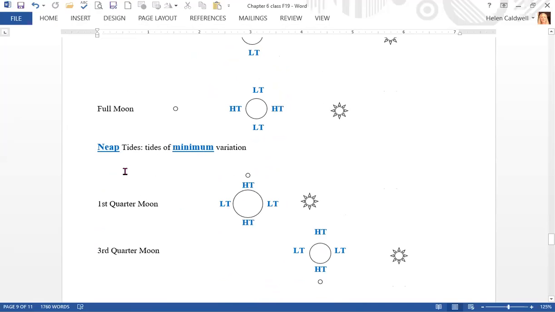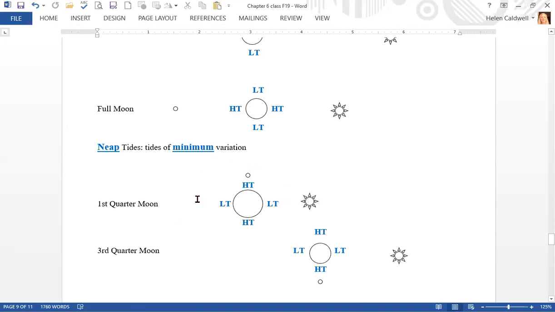The moon and the sun both pull on the water, and so that tug of war, if you will, means that the high tides are not quite as high as they would normally be. They still fall on the line connecting the moon and the Earth. That's still where they are. And low tide is still at 90 degrees to that. So it's at first quarter and third quarter.